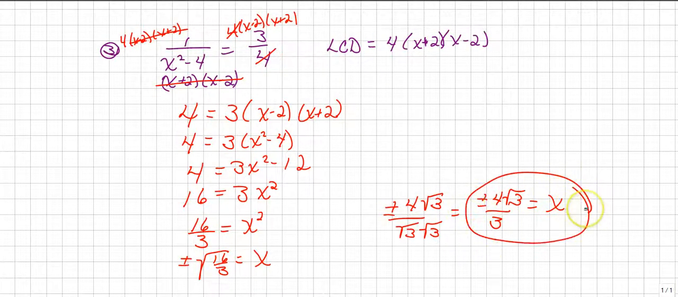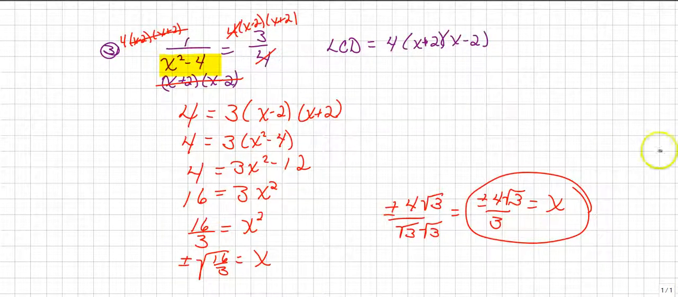Now again, if you look back at the original problem and think, what value of x would have caused the denominator to equal 0? It would have been a 2 or a negative 2. And since those did not appear in the solution, we don't have to worry about them. They are not extraneous roots in this particular problem.